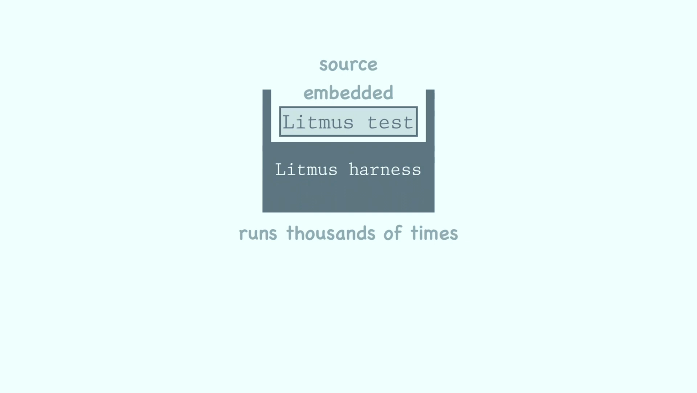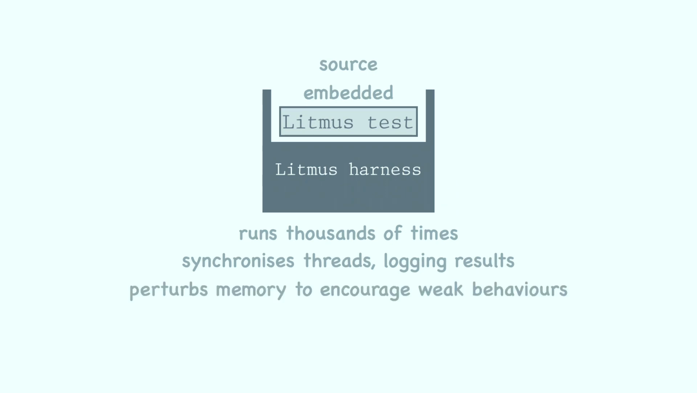And this is because weak behaviours are very unlikely to turn up, and we want to cover as many bases as we can. We can't be exhaustive on real hardware, so we just run it lots and lots of times. It synchronises the threads after each iteration of all the threads of the test, logging the results and resetting the initial variables so that we go around again. It also does a little bit of perturbance and general weird things to encourage weak behaviours in the memory model.